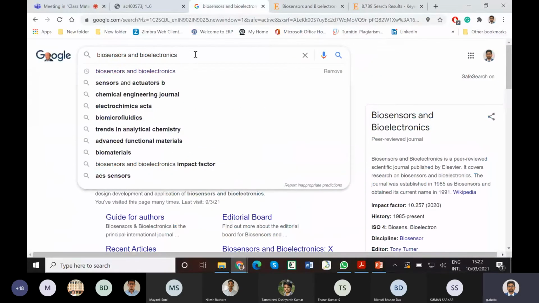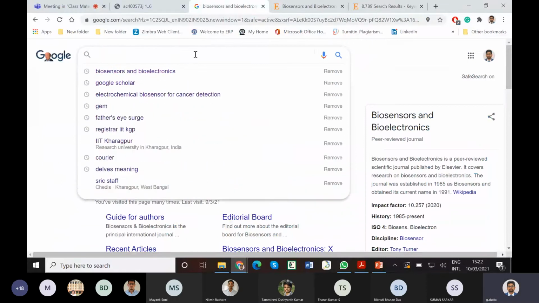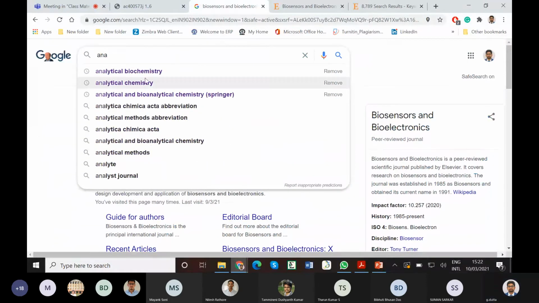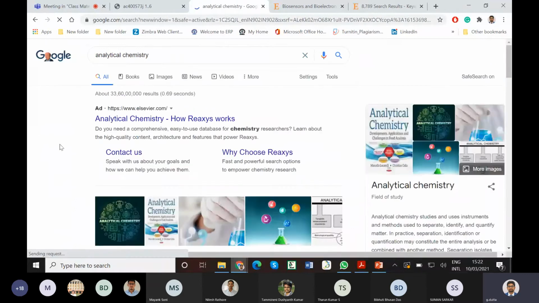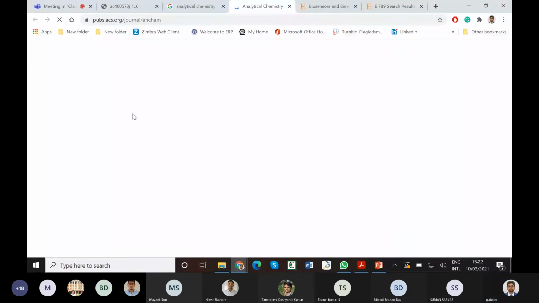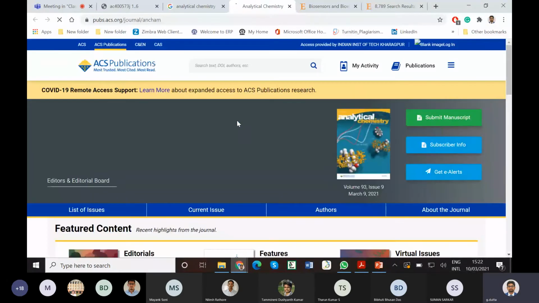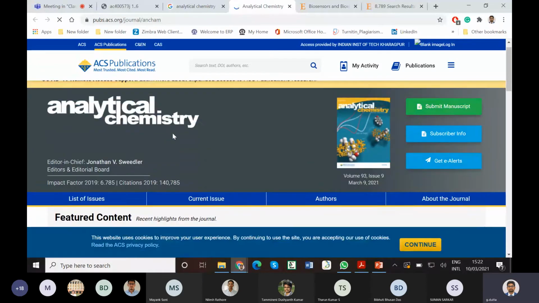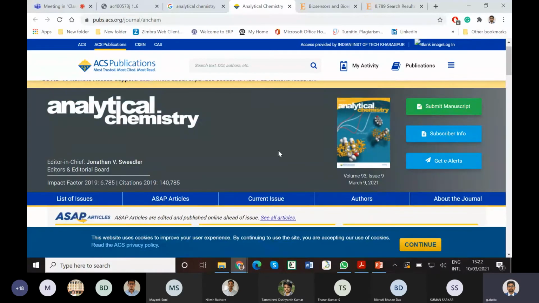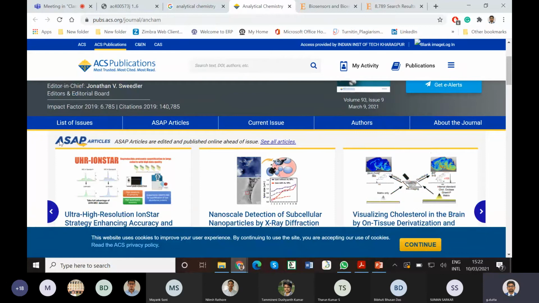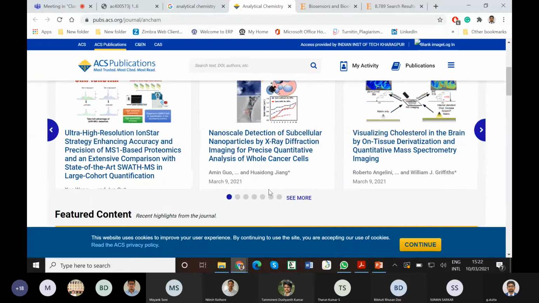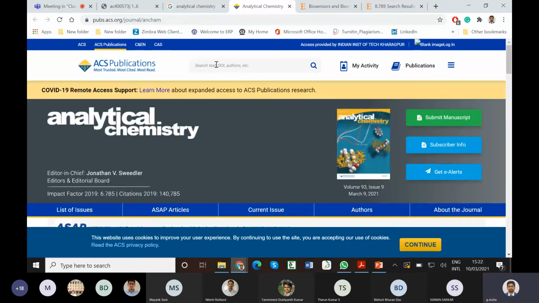Another journal I will mention here is Analytical Chemistry. This is very good, one very good journal in biosensors. Please note down this journal name. This is from the American Chemical Society, ACS publications. Here also you will get the latest publications, currently published papers, most cited papers, and all kinds of papers. But if you want a specific paper, you can mention it here.